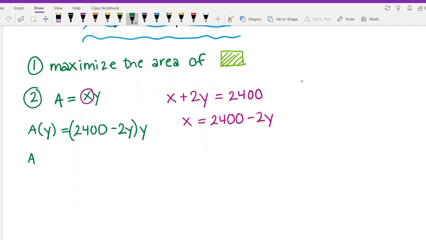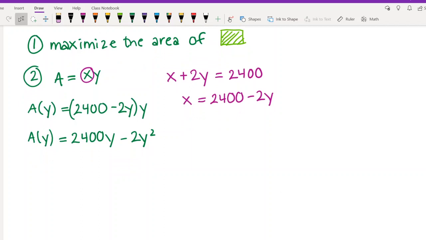So let's simplify this a little bit to make it easier to take the derivative. So we would get 2,400Y minus 2Y squared. This is another example of one where you actually don't need to use calculus. If you wanted to, you could just find the vertex, because this is an upside down parabola, right? You have a negative y squared and then you have another part with y, so it's an upside down parabola. So you could answer this question by simply finding the vertex. But let's do calculus, because that's what class we're in.